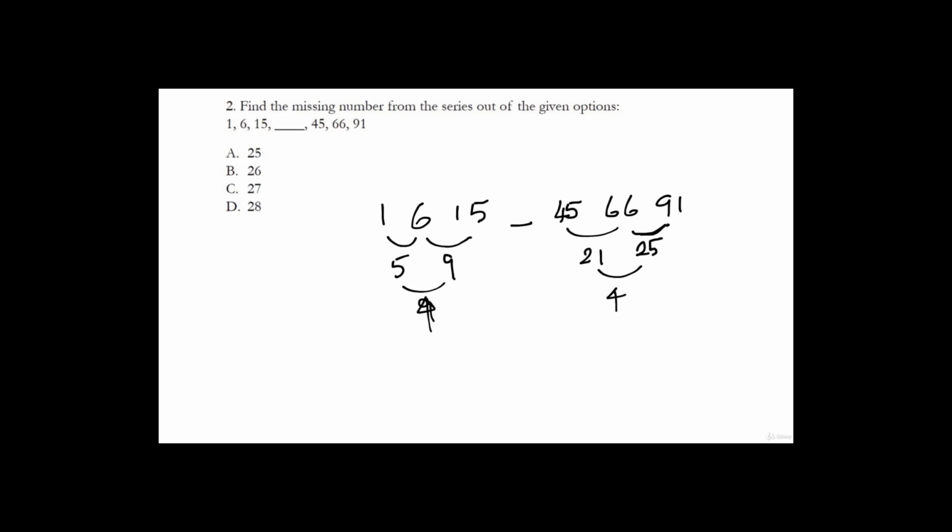Sorry, this value is 4. Now the same difference should occur all over. So 9 plus 4 is 13. So 15 plus 13 should be the other number, and 13 plus 4 is 17. So this missing number plus 17 should give 45. So 15 plus 13 is 28, and 28 plus 17 is 45. So the condition is satisfied on both sides. So 28 is the missing number.